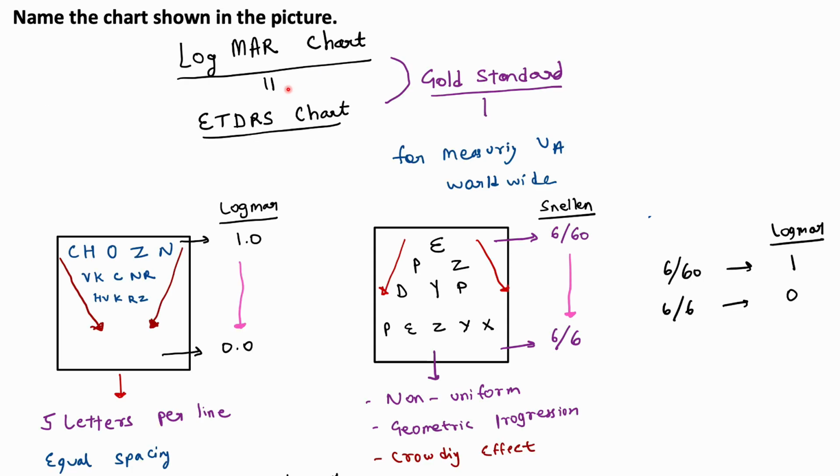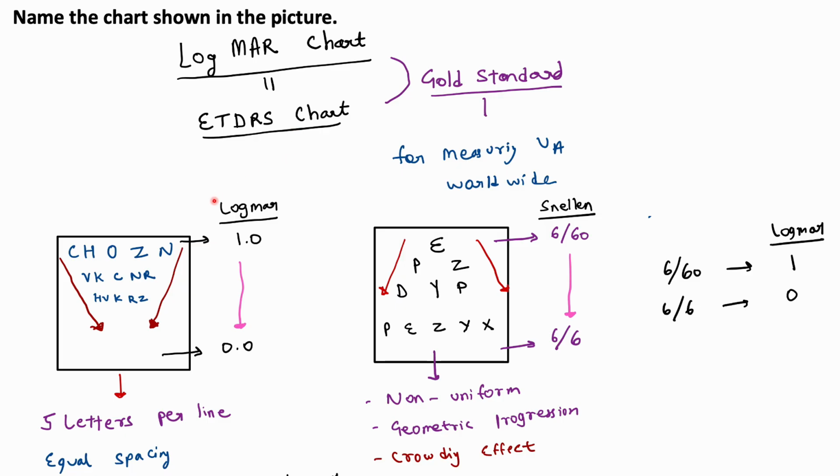Now moving to the first question. Name the chart shown in this picture. So the answer is LogMAR chart or ETDRS chart. ETDRS is used in diabetic trials. So that has become the gold standard. So now they are using this as the gold standard for visual acuity.